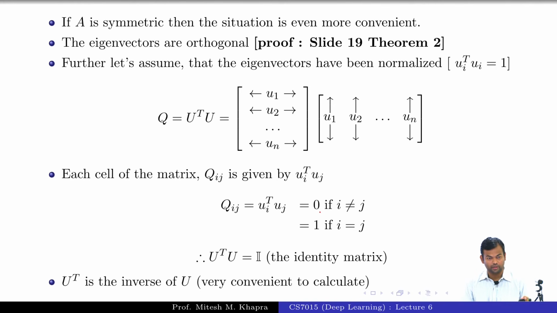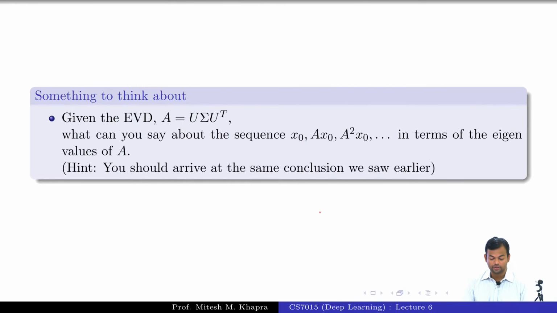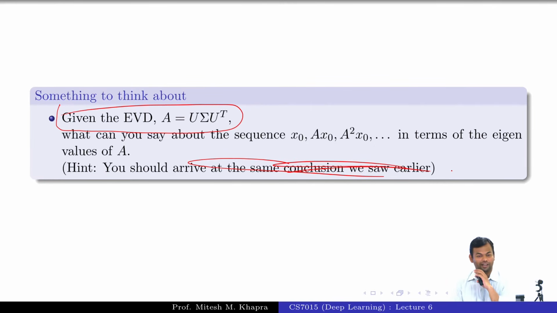And it's very convenient to calculate. What's the complexity of inverse? So now you appreciate that it has a high complexity, and in this case, if the matrix is orthogonal, that means it's a collection of orthogonal vectors, and the inverse just comes for free, right? Okay. So now given this situation, and don't read the hint as if this is going to help. But yeah, what can you now say about the same sequence that you saw earlier?